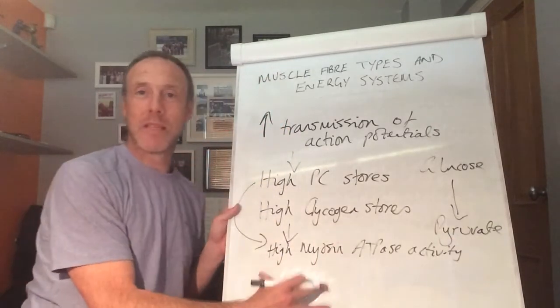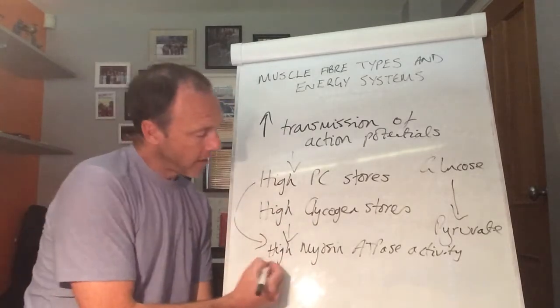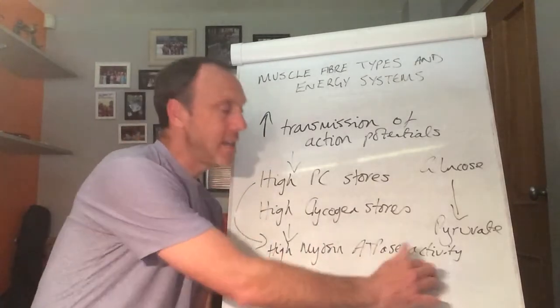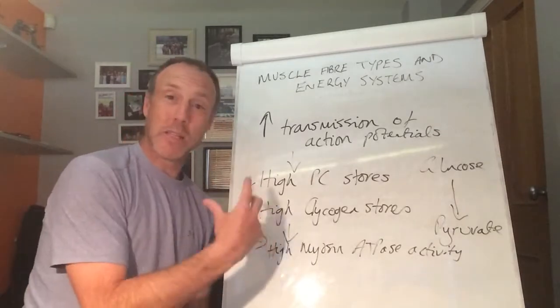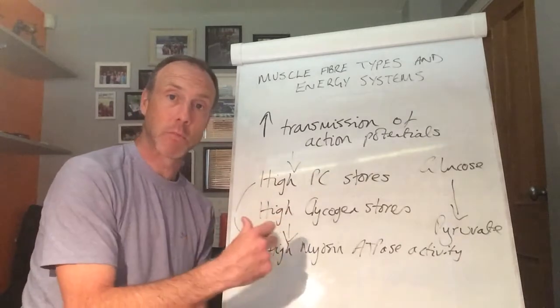Well, obviously the enzyme is there to break down, that's the job of the enzyme. So the enzyme myosin ATPase splits ATP, and if there's a high level of activity, it is splitting ATP really quickly. This is what helps that fast and powerful contraction, that immediate response, that maximal response.